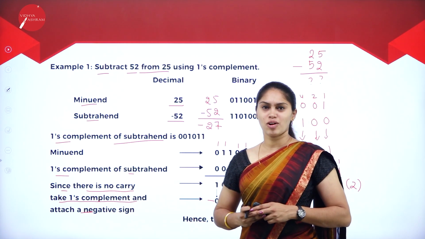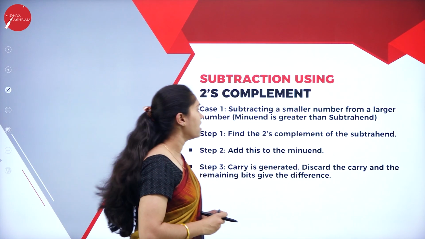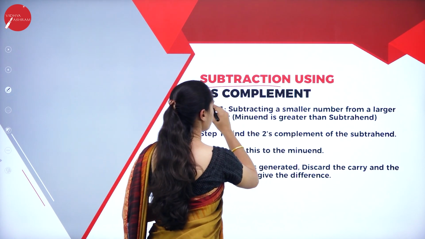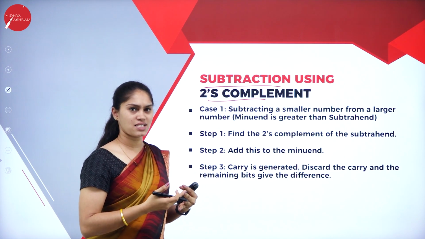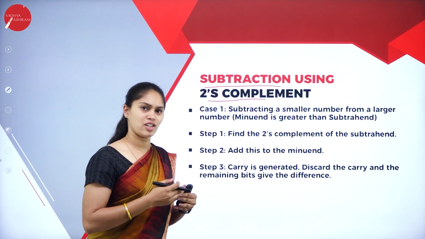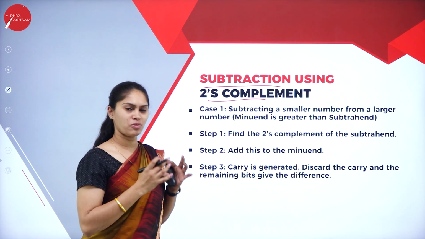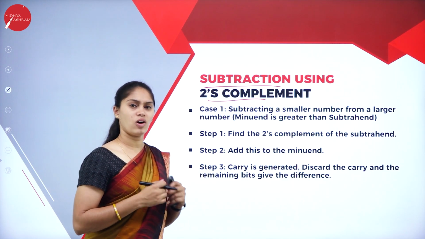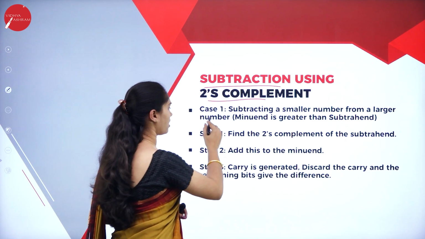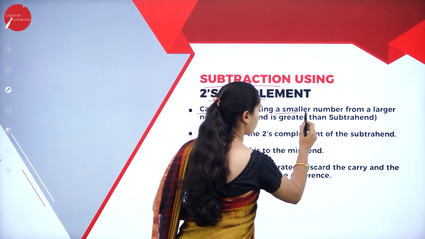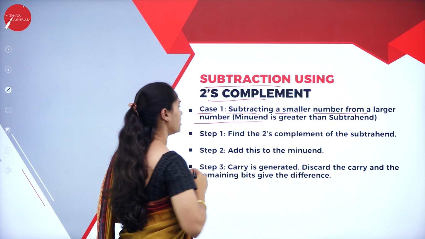So we'll see the twos complement problem now. That is subtraction using twos complement. So here also there will be two cases. Okay, as I discussed for the ones complement, here also we have two cases. That is when the minuend is greater than the subtrahend, or when the subtrahend is greater than the minuend. So we'll see case 1 now. That is subtracting a smaller number from the larger number.